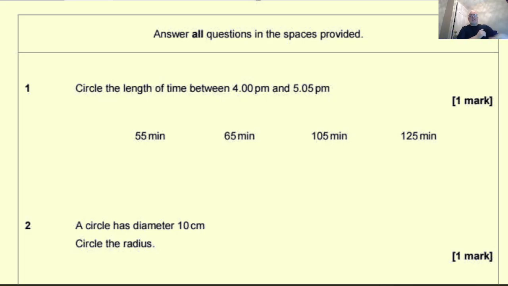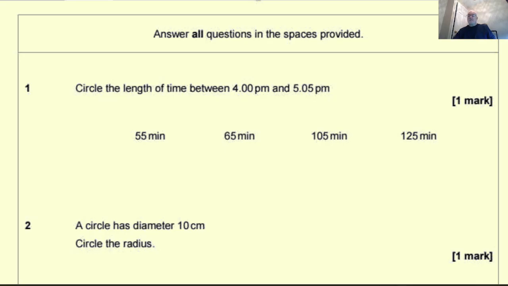This time we're going to look at the AQA GCSE Foundation November 2022 paper. It's paper 1, so it's a non-calculator, and I'm going to talk through each question, and if there's any pitfalls or any things to watch out for, I'll try and highlight them as we go.